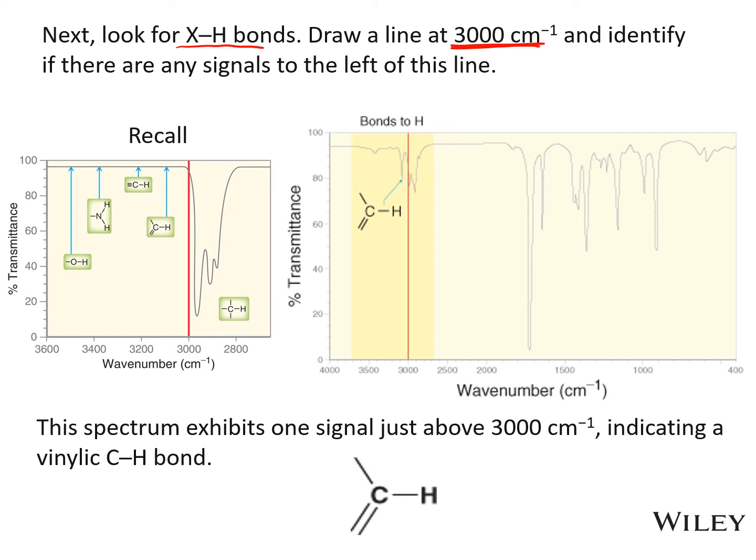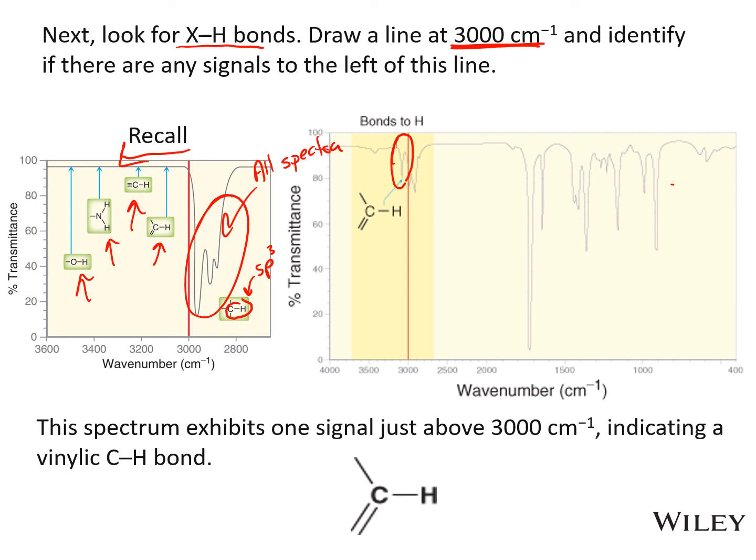So anything below 3,000 in this region, this whole set of peaks, those are just your sp3 hybridized carbon to hydrogen bonds. And almost every molecule that we're working with will have those. So you're going to see this set of peaks in almost all spectra. They're not very diagnostic. But what is helpful are any peaks to the right. So we're looking for presence of maybe a sp2 hybridized carbon hydrogen, an sp, any amines, or any alcohols or OHs.